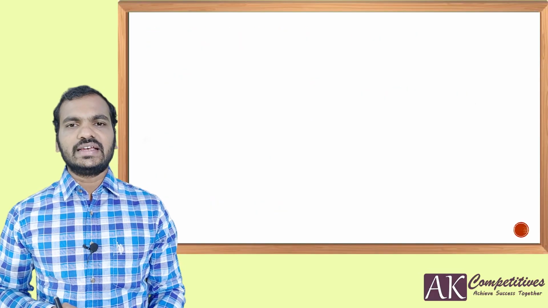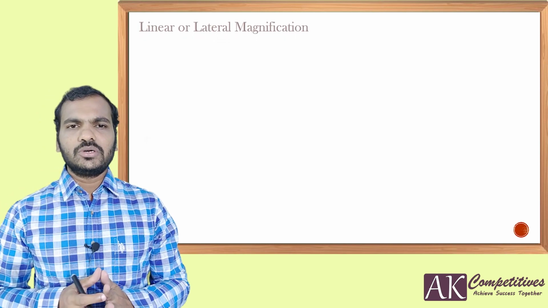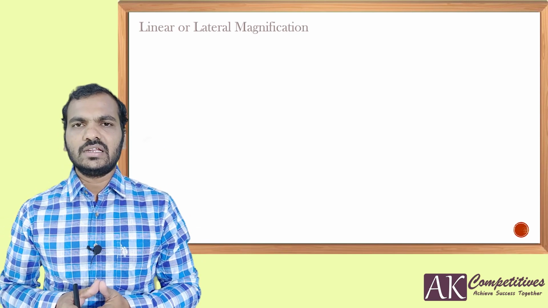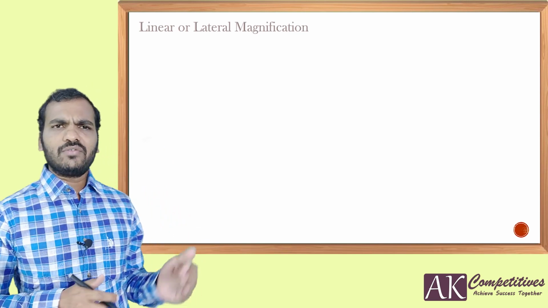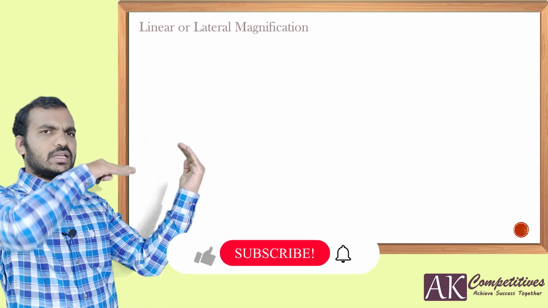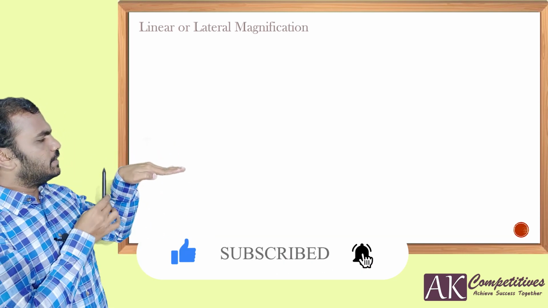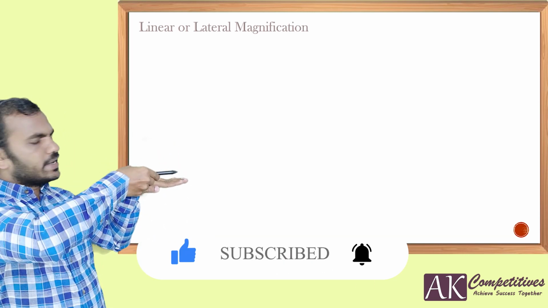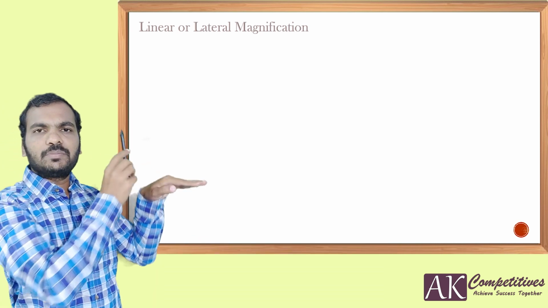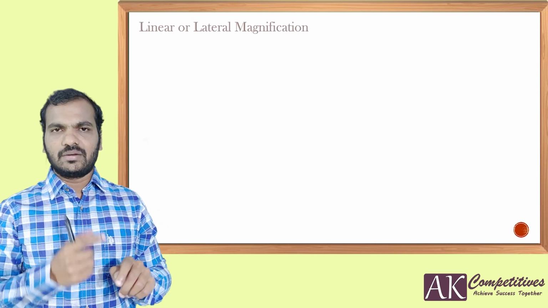Alright, so the next topic is magnification by a curved mirror. In that we are going to discuss the linear or lateral magnification. What do you exactly mean by linear or lateral magnification? When I have a curved mirror like this, I'll be having a principal axis. Let us say this is the principal axis. Then I can put the object like this, or like this. If I keep it like this, it is going to be perpendicular to the principal axis. This is how we talk about linear or lateral magnification.